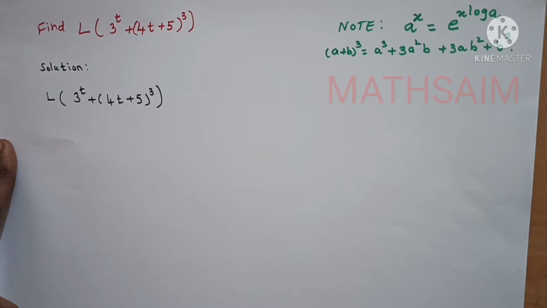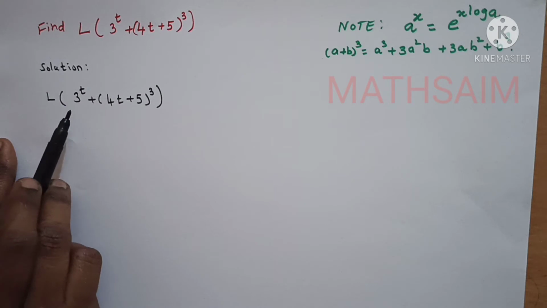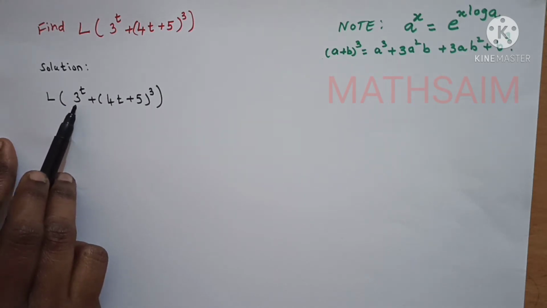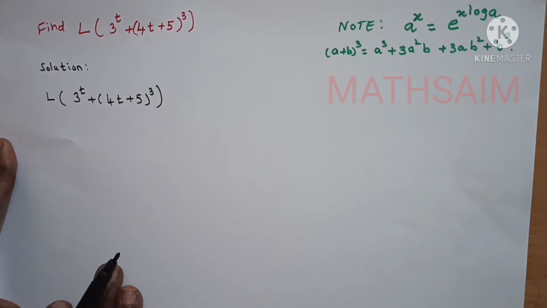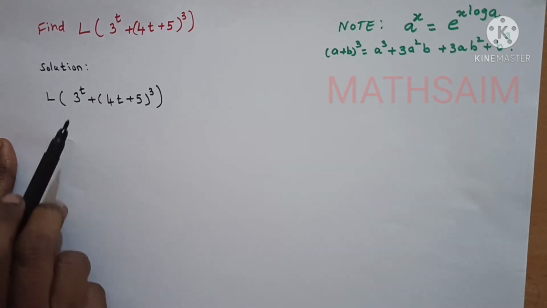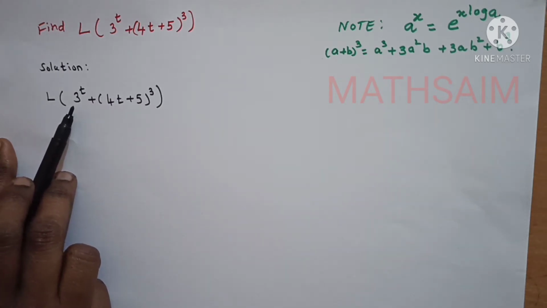Now I'm going to solve the problem. Find L of (3 power t plus 4t plus 5) the whole cube. You see the first term, 3 power t. This is not included in those 8 standard functions. The Laplace transformation of 8 standard functions we learnt already, but this one is completely different.